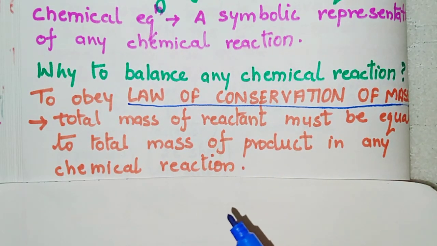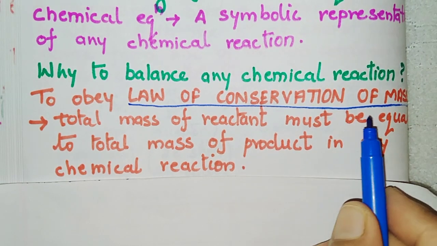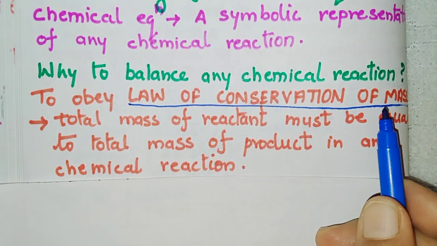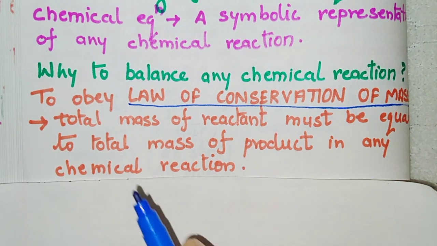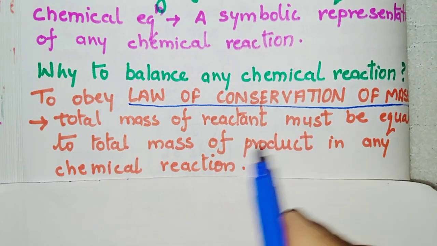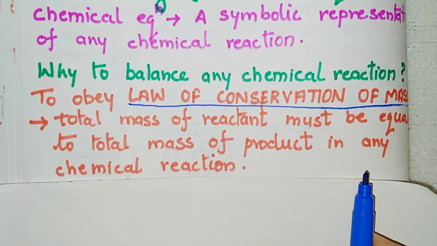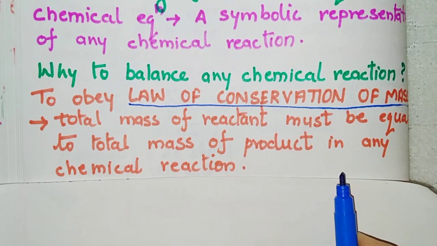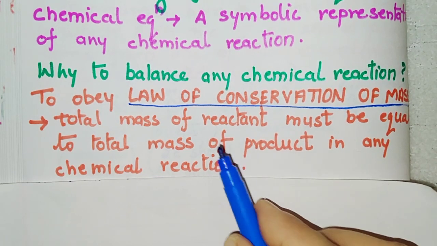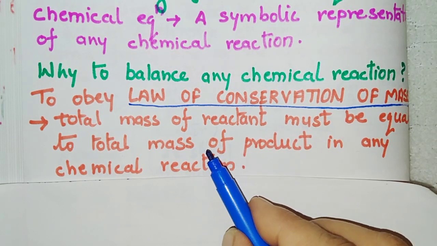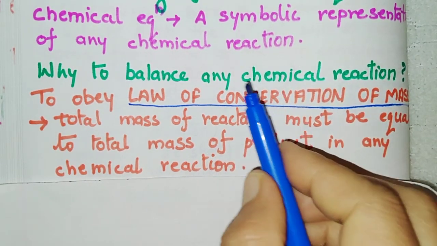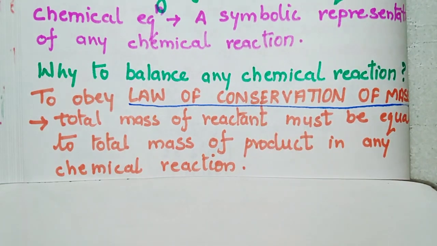See, if the mass of reactants and products is equal to each other, then only it is said that the chemical reaction is obeying the law of conservation of mass. The law of conservation of mass says that the total mass of the reactants must be equal to the total mass of the products in any chemical reaction. To obey this law, a chemical reaction is balanced.